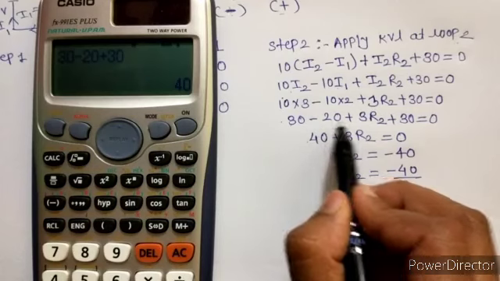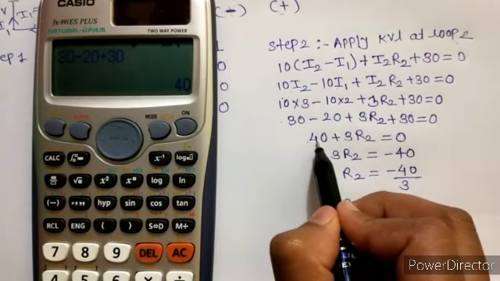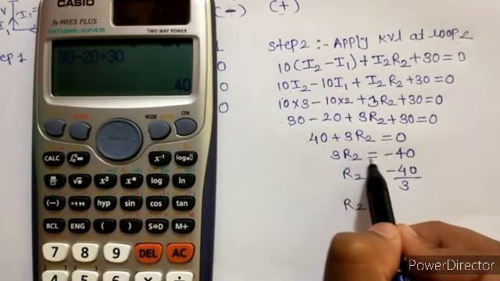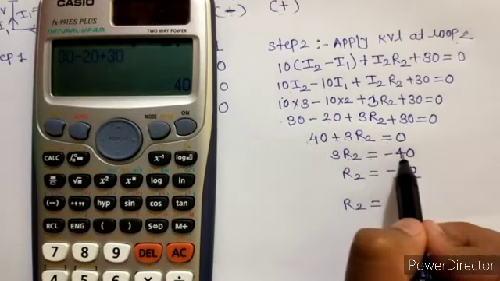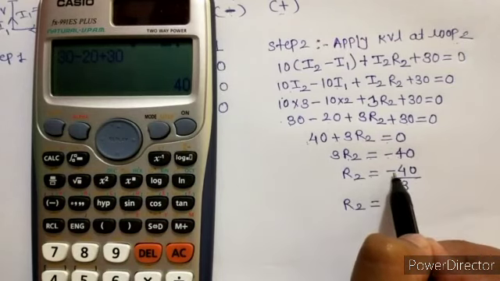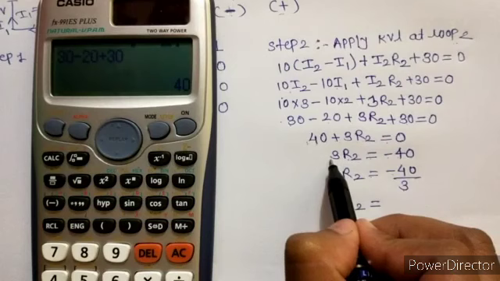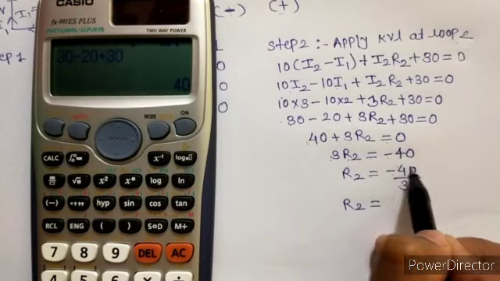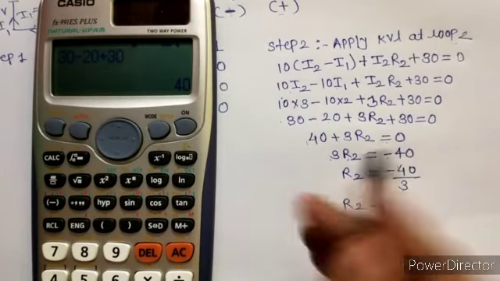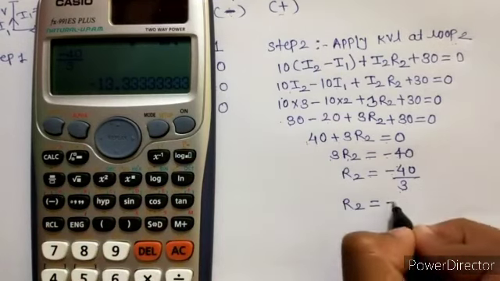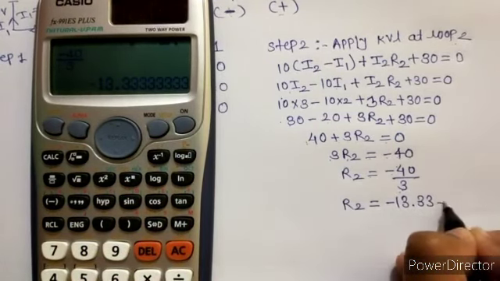30 minus 20 plus 30 becomes 40. So 40 plus 3R2 is equal to 0. 3R2 is equal to minus 40, as 40 goes to the right side of the equal sign and becomes minus 40. So R2 is equal to minus 40 divided by 3. The 3 is multiplied with R2, so when it comes to the right side of the equal sign, it goes in division. So R2 is equal to minus 40 divided by 3, which is minus 13.33 ohm.